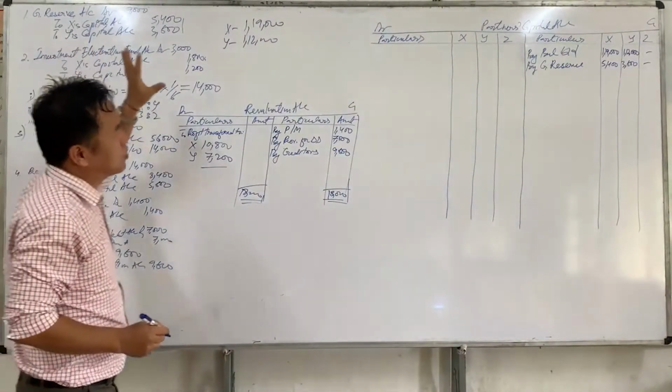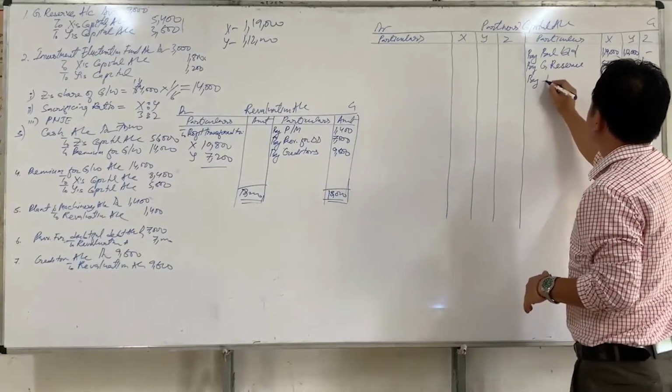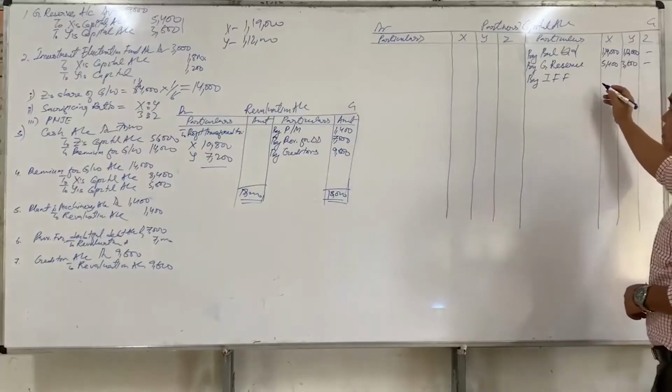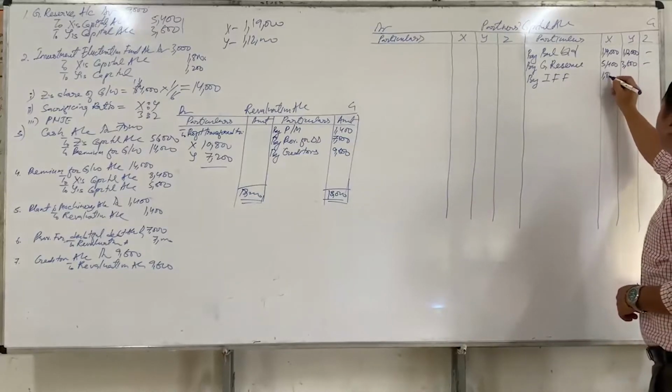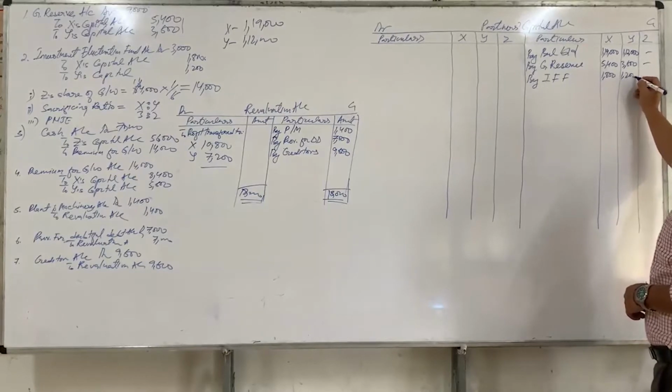Next, again X and Y's capital accounts are credited, so the credit part will be posted on the credit side. But in the particulars column, we have to write other expense, which is investment fluctuation fund. What is the amount of X and Y's capital? 1,800 and 1,200.